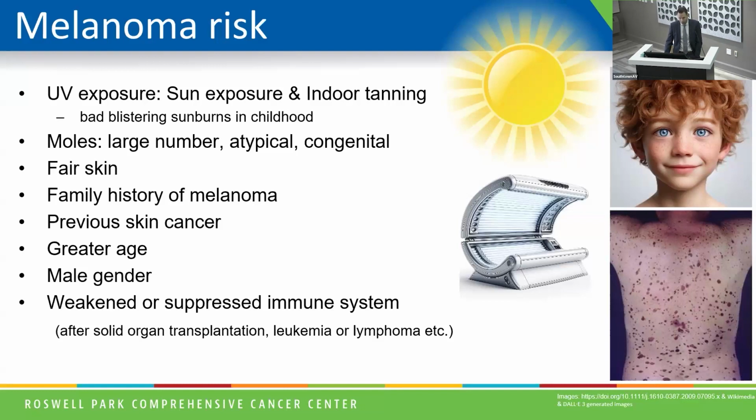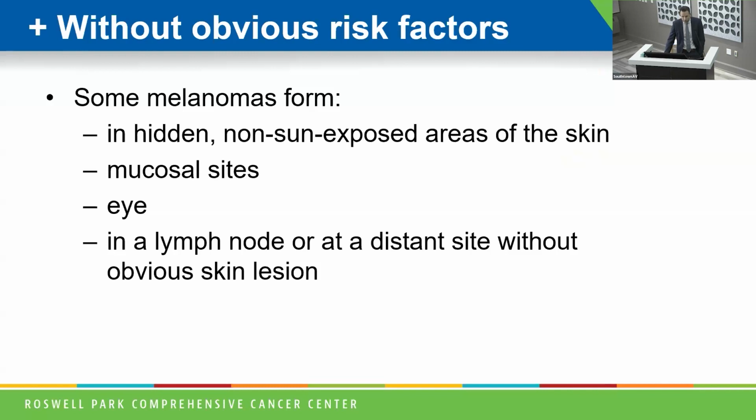Male gender is an important risk factor. Men are almost twice as likely to get melanoma than women, but again, there are different age characteristics to this. And we also understand that a weakened immune system can put people at an increased risk of developing melanoma also. But I want people to understand that not everyone has obvious risk factors to develop melanoma. Some melanomas come in areas that are hidden, that are not sun exposed, that are mucosal sites. Some melanomas can come in the depth of the eye, and some melanomas can form actually without even a prior skin lesion being present.